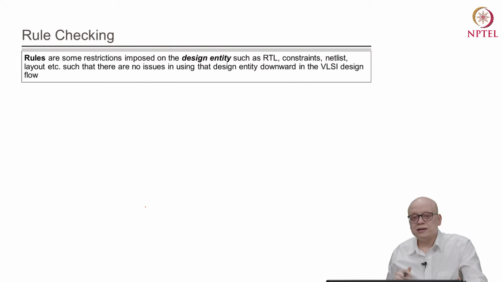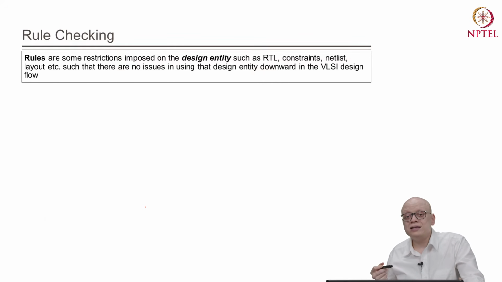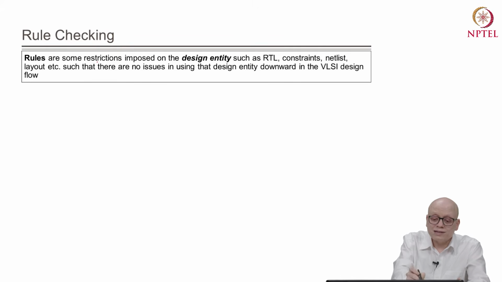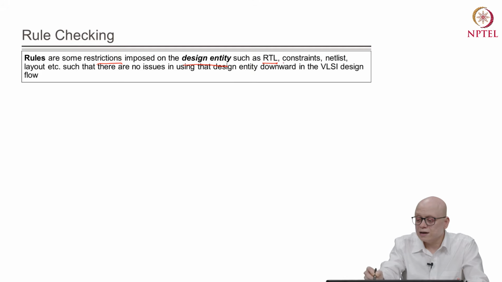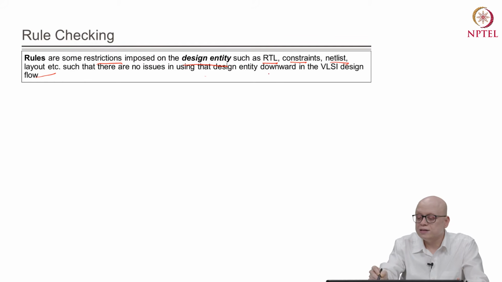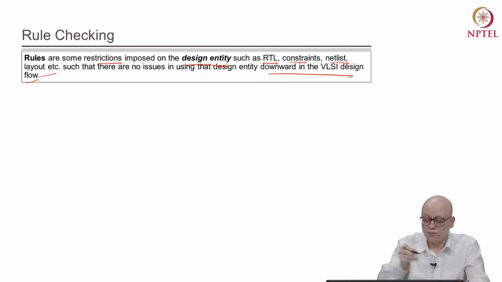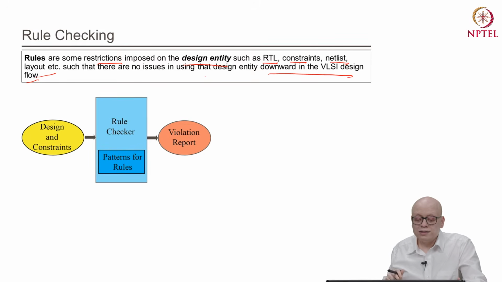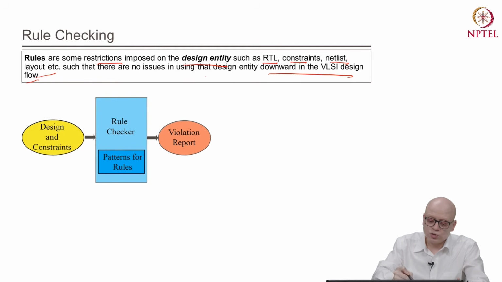In addition to these checks that I have described, there are some rule checkings that need to be done in the VLSI design flow. Now, what is rule checking, or what are these rules? Rules are restrictions imposed on the design entity, such as RTL, constraints, netlist, layout, etc., such that there are no issues in using that design entity downward in the VLSI design flow. So, what is the framework of rule checking? The framework is shown in this figure.